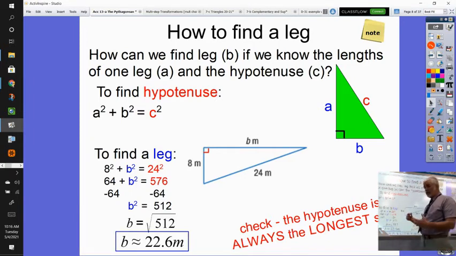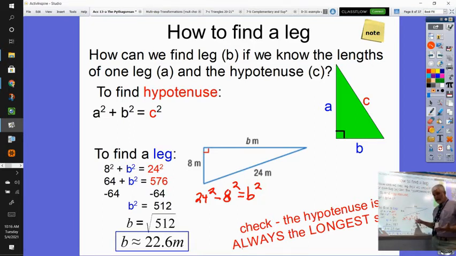Instead, if we're looking for a leg, go straight to something that looks like this. So I will just point it out for you. 24 squared minus 8 squared equals B squared. So we call this the subtraction version of the Pythagorean theorem. C squared minus A squared equals B squared. So this is really what you're doing. Either way, the answer here is more important than the algebraic steps for me.